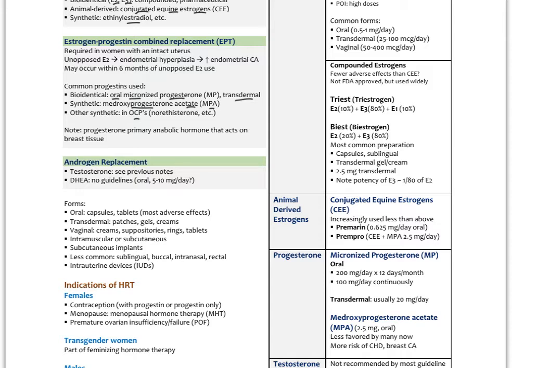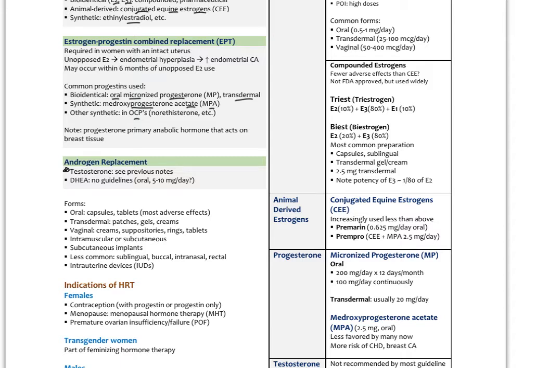There are no real guidelines, and I'll refer you back to the previous notes we had on testosterone. That's very similar in females. I think commonly I'm seeing not so much the gels used for androgen replacement, but the testosterone pellets that are placed in females. This leaches testosterone over usually 6 months, and they need to be replaced.